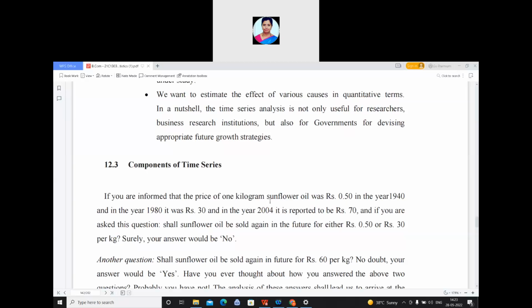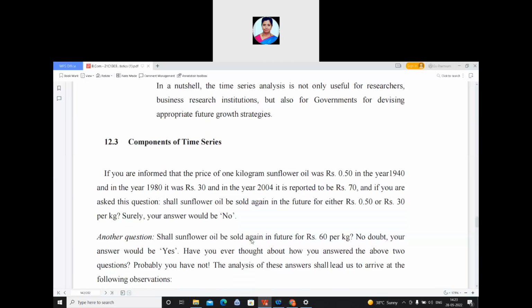We can ask the question: shall sunflower oil be sold again in the future at prices like 50 paise or 30 rupees per kg? We can say that it is quite impossible to have this price right now. Likewise, according to the past, we are going to predict the future by making use of this. So what can be the answer for this one?